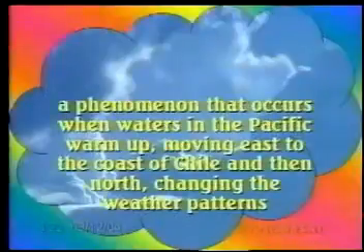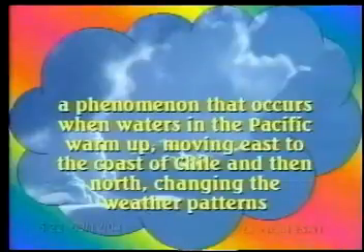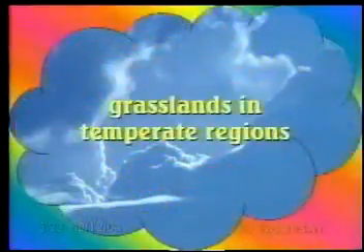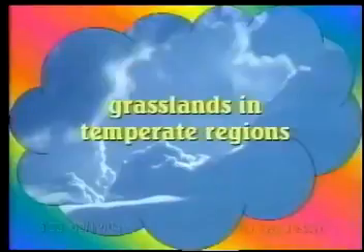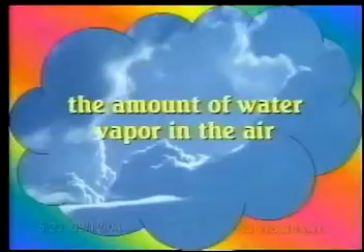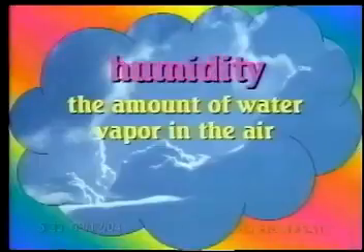A phenomenon that occurs when waters in the Pacific warm up, moving east to the coast of Chile and then north, changing the weather patterns. Okay, El Nino, you can probably get the answer while I'm reading the definition. Grasslands in temperate regions. Okay, in temperate regions we have steppe. The amount of water vapor in the air is referred to as humidity.